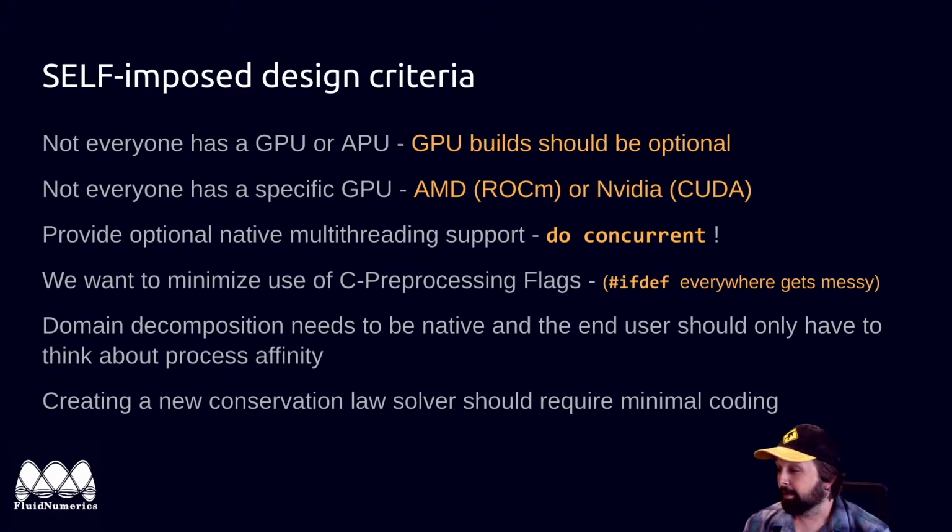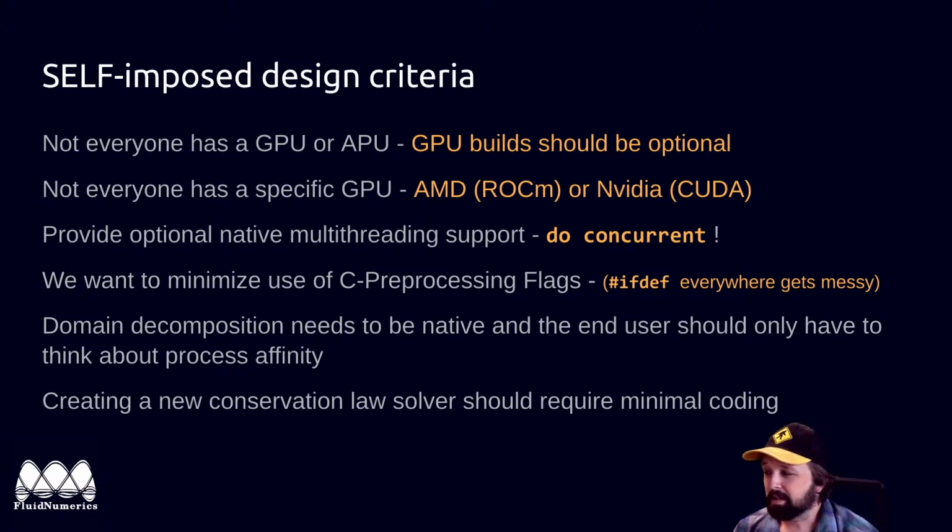These are some of what I would call our self-imposed design criteria, things that come from wanting to achieve those goals. We recognize that not everyone has a GPU or an APU. Particularly the APUs are very expensive and they're brand new to the market, so there's not very many people who have them. GPUs, again, not everyone has those at their facility. So out of the gates, we know that the library itself should not have a hard requirement to have the tools necessary to offload to GPUs. So we want to make that optional.